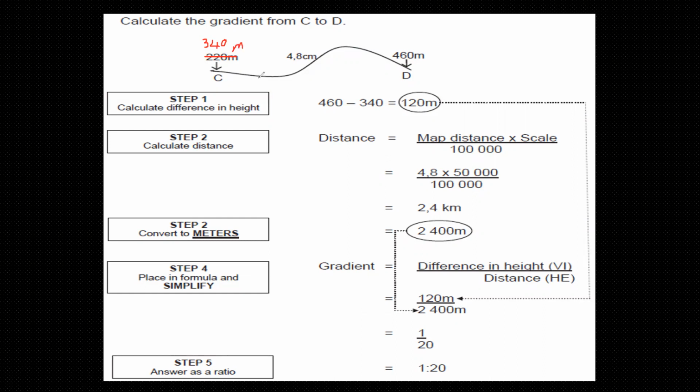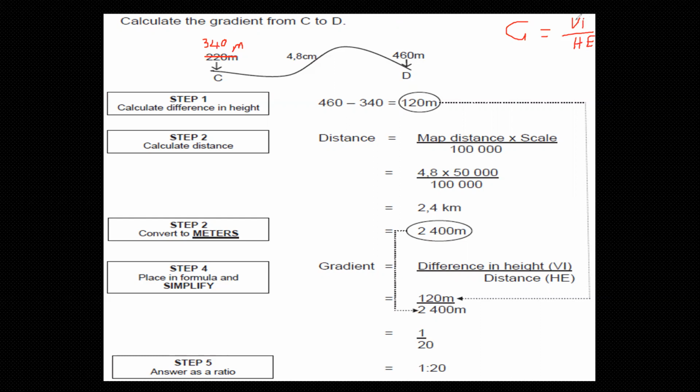Okay. All right. So we need to know our gradient. But our formula, like we have said, is going to be your gradient equals your VI over your HE. So when we look at this, we want to know what is the difference in height over the distance that he is walking. So now we know what we need to look for in order to complete our formula.